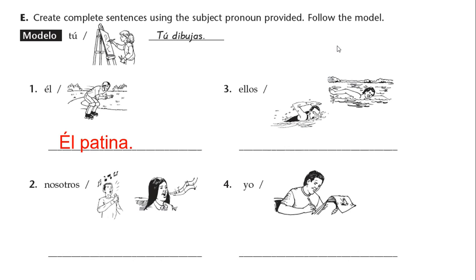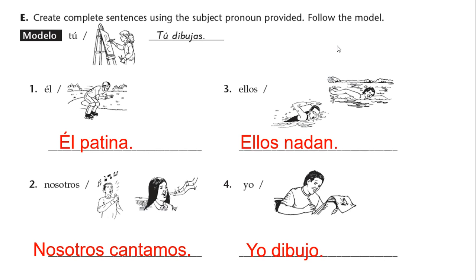You should have él patina, because patinar is to skate. Nosotros cantamos, cantar is to sing. Ellos nadan, nadar is to swim. And yo dibujo, because dibujar is to draw. So you're going to conjugate AR verbs for 3 of this week's activities, and there will be a quiz on AR verbs at the end of the week.